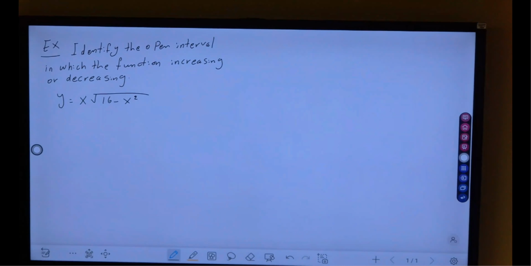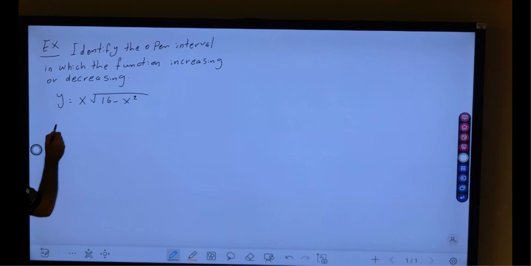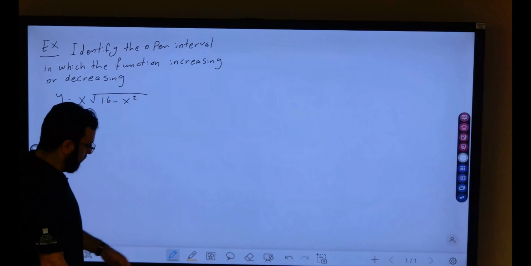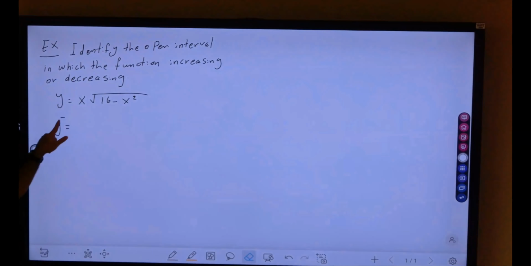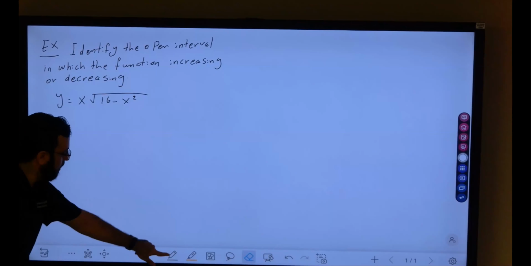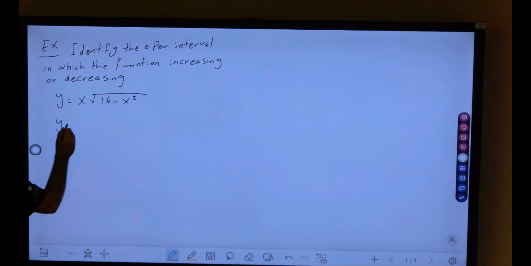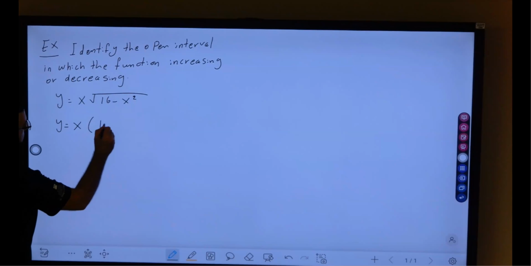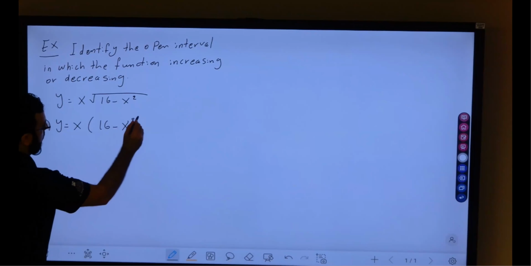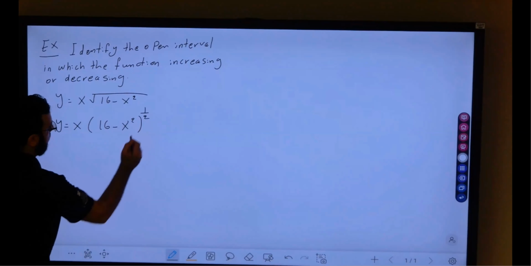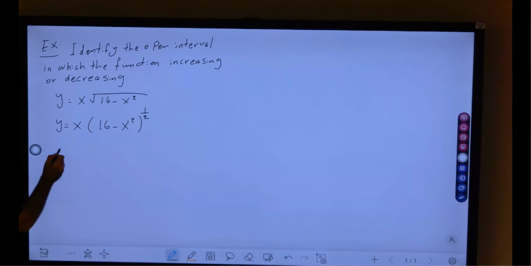That's it. How are we going to solve this one? We're going to find the derivative, which is y prime equals. Before that, what am I going to do? Put parentheses to make everything easier. So I'm going to say y equals x times (16 minus x squared) to the half. Now the derivative is going to be what?